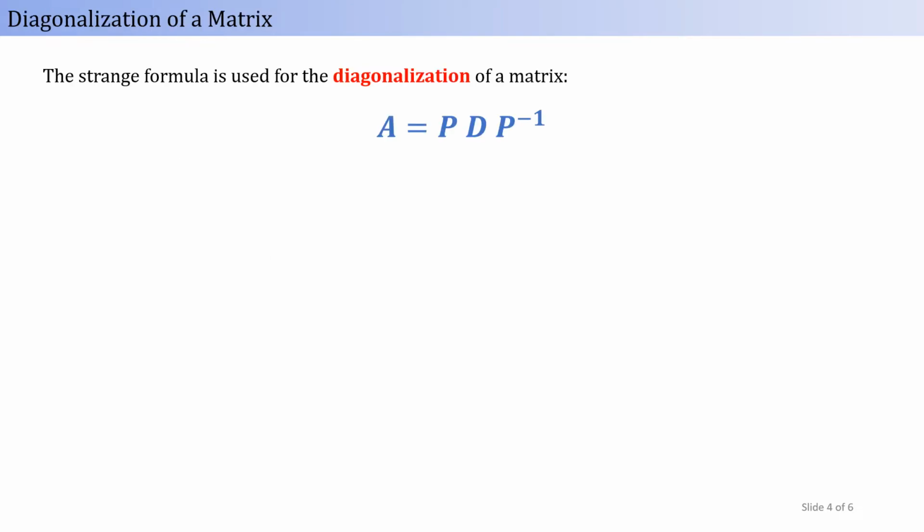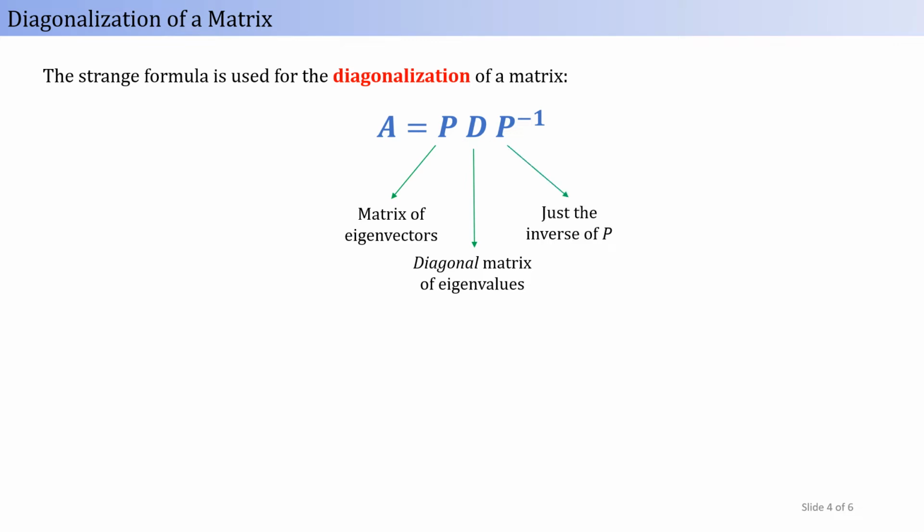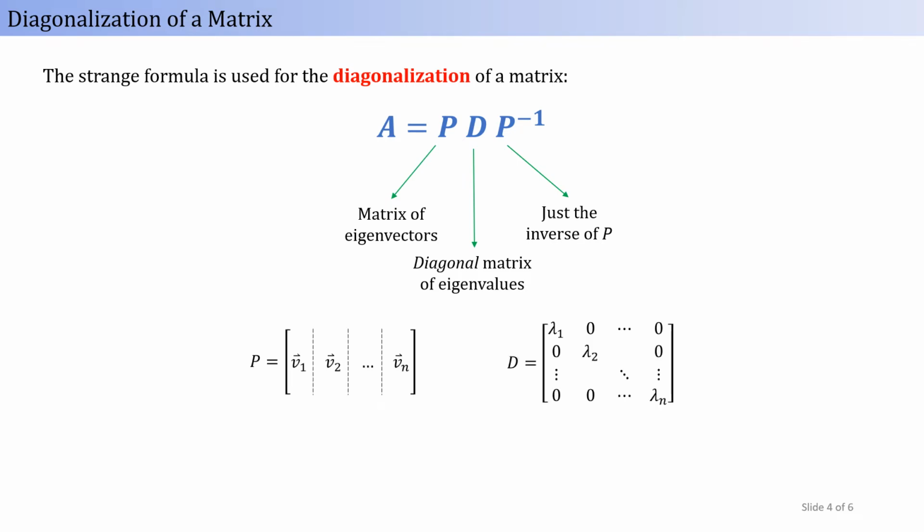In fact, that weird formula is what we use to diagonalize a matrix when possible. It turns out that the matrix D is a diagonal matrix made up of eigenvalues, and matrix P is the matrix made up of the corresponding eigenvectors. And then P inverse, obviously, is just the inverse of P. Now, this is what the matrices look like. The diagonal matrix has all the eigenvalues on the diagonal, and for each eigenvalue, the corresponding eigenvector gets written as a column in matrix P.